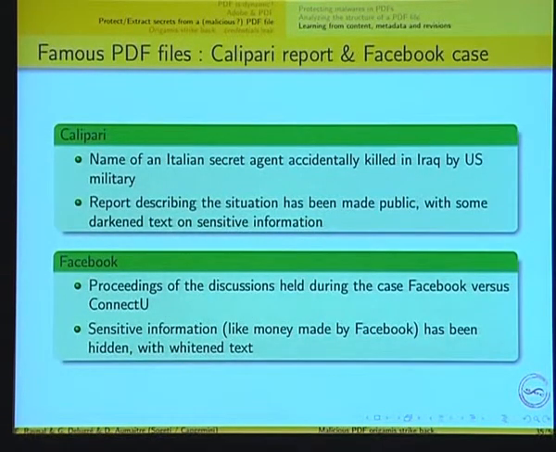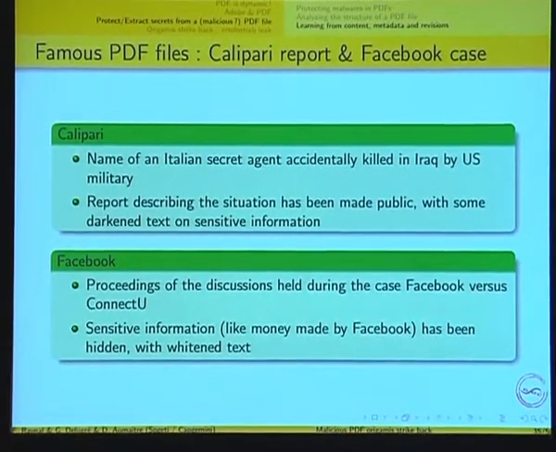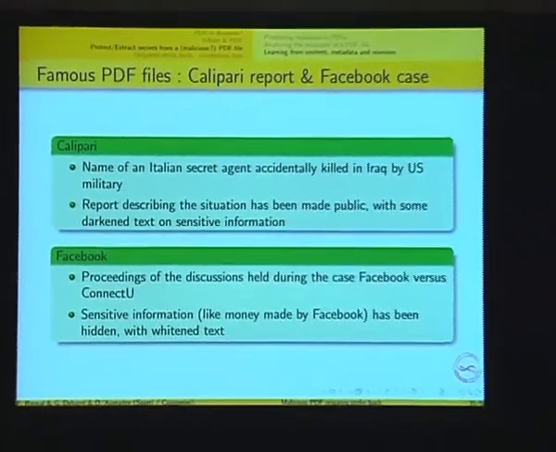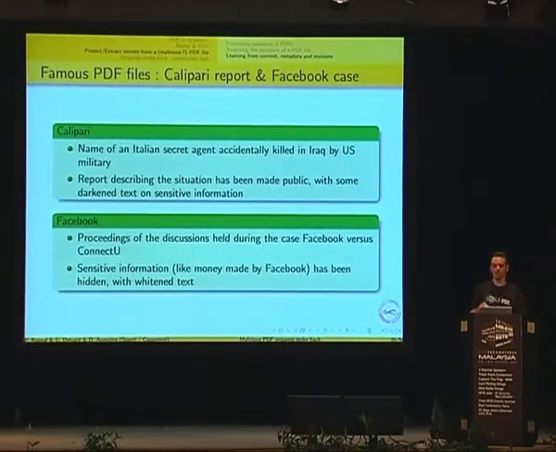The first one is Calipari. Calipari is the name of an Italian secret agent who was killed in Iraq by the US military guys. Because of this, the American guys decide to do a report and publish this report. But since it's military, it's sensitive, and since it's sensitive, there are hidden text in this document, and the text is hidden using black box on some part of it.